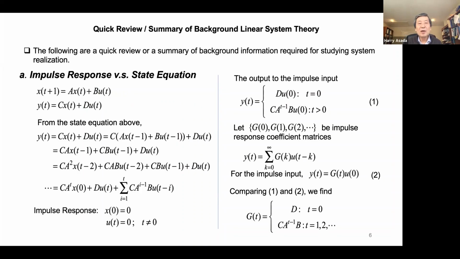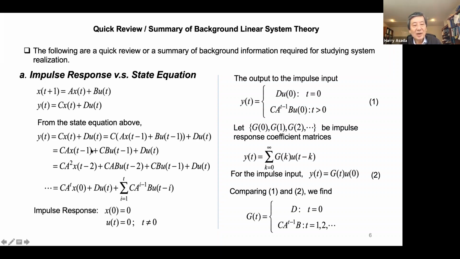Okay, so first is the impulse response, and then the relationship to state equations. Suppose you are given the state transition and output equations. So let's start with this: y_t = C x_t + D u_t. x_t can be replaced by using the state transition equation, A x_{t-1} and B u_{t-1}, just a one-time step back, and then adding this term. So you can write it in this way.